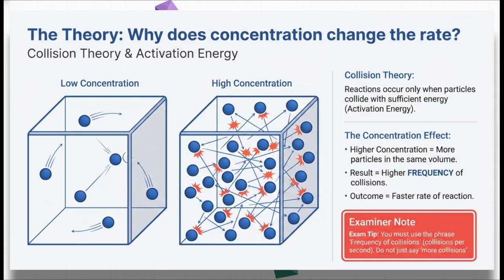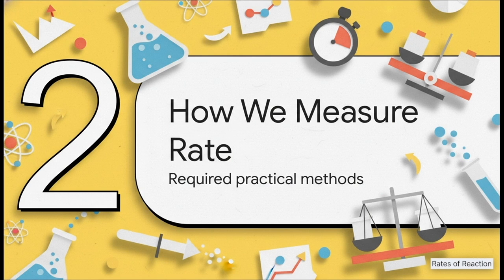Think of it like a high five. A little tap is no good. You need a certain amount of oomph for it to count. We call this minimum energy the activation energy. So when we change things like temperature or concentration, all we're really doing is finding ways to make more of these successful, high-energy collisions happen more often. Okay, so that's the theory done.